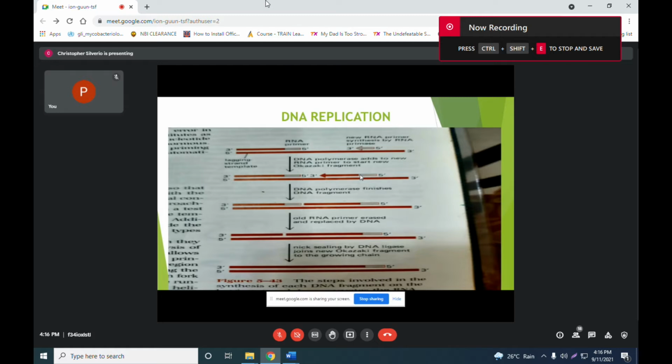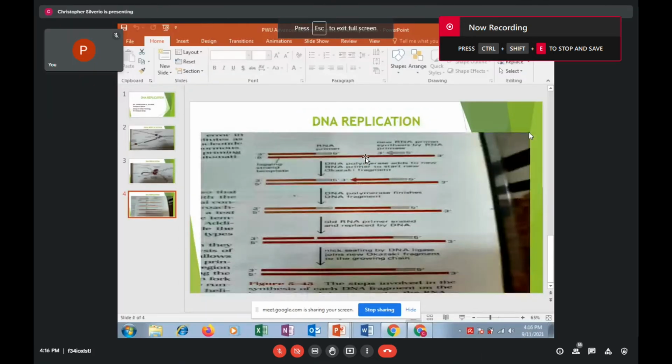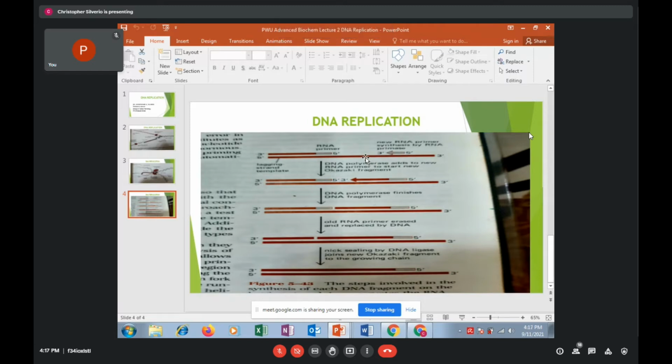You have good knowledge about DNA replication. And now we'll go to DNA transcription, how the DNA is transcribed.